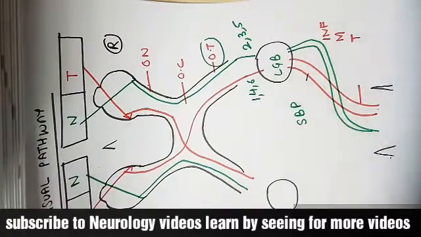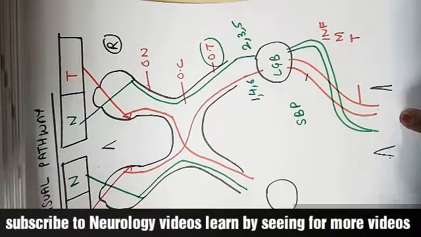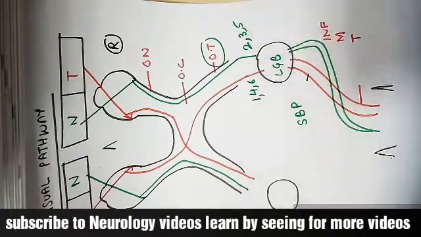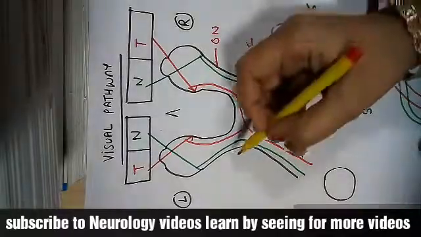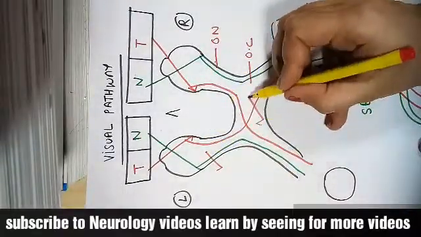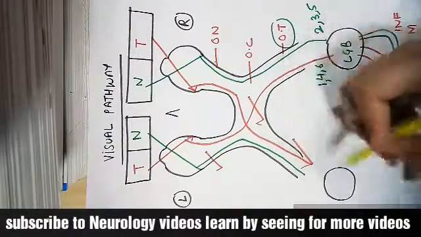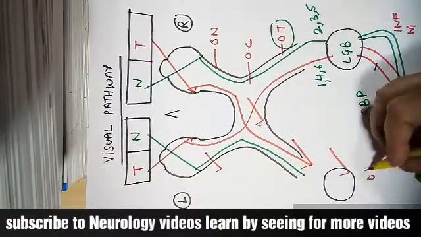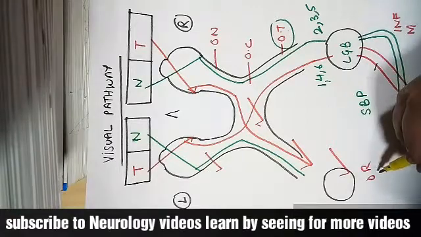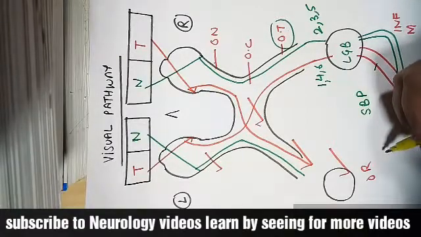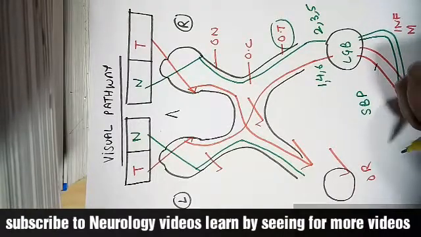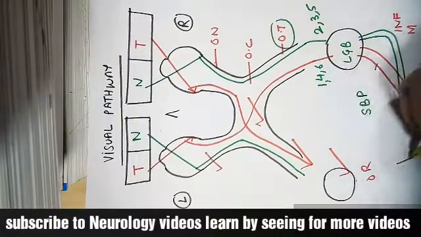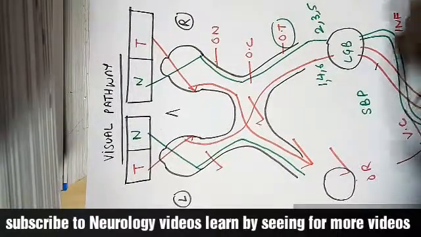The inferior fibers will go to the temporal lobe, then they will reach the visual cortex. The superior fibers will go to the parietal lobe, and then they will reach the visual cortex. In the visual pathway, we have the optic nerve, optic chiasma, optic tract, lateral geniculate body, optic radiation. Then the superior fibers reach the parietal lobe and then the visual cortex. Inferior fibers pass through the temporal lobe and reach the visual cortex. So the last will be the visual cortex.